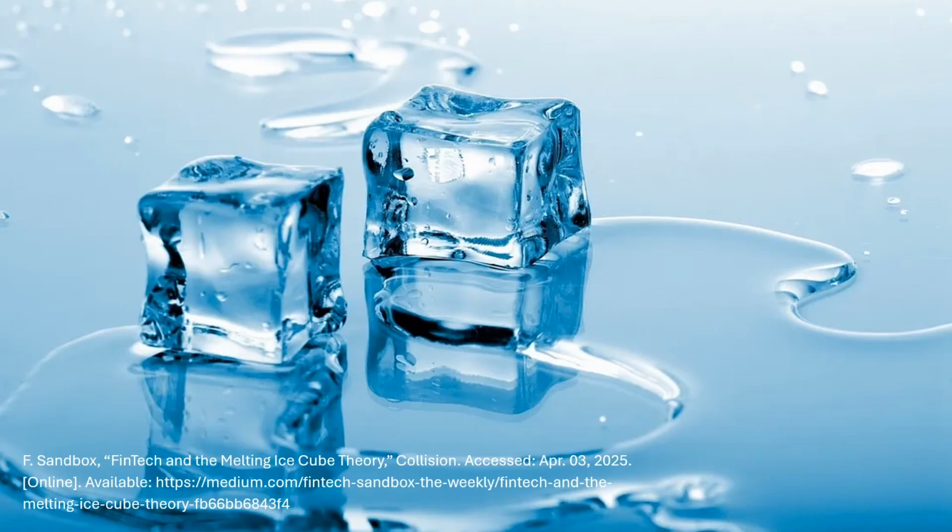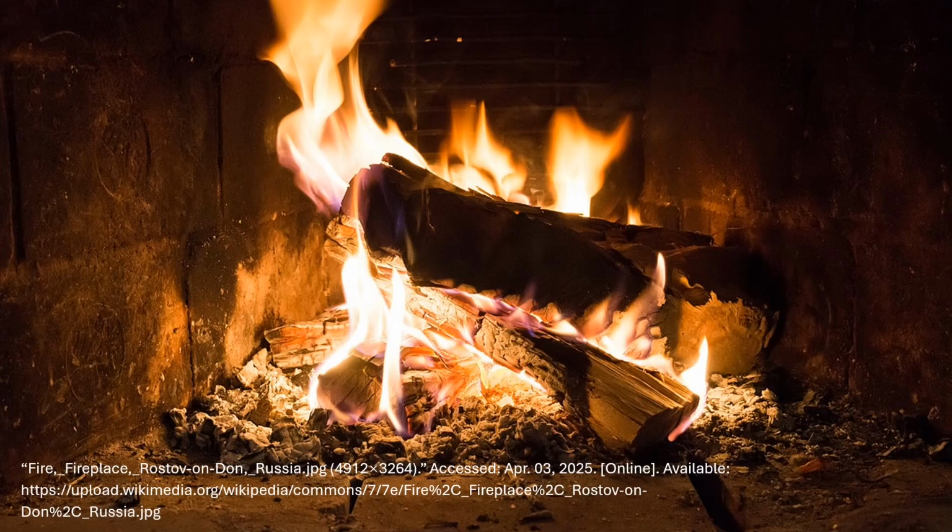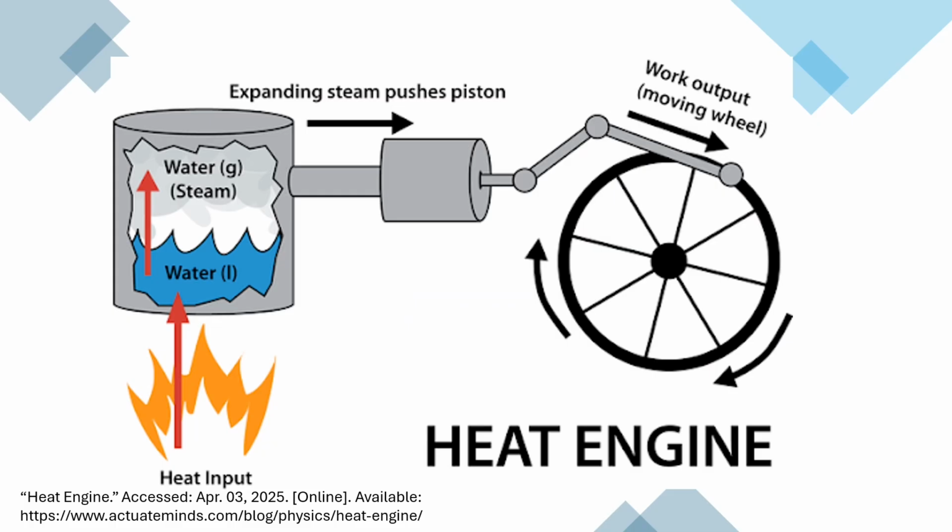An ice cube melts in a warm room because heat naturally flows into it, increasing its entropy. Another example is burning wood. Combustion converts structured wood into ash, heat, and gases, increasing its disorder. The last example can be heat engines. No heat engine or any engine can be 100% efficient. Some energy is always lost as waste heat.